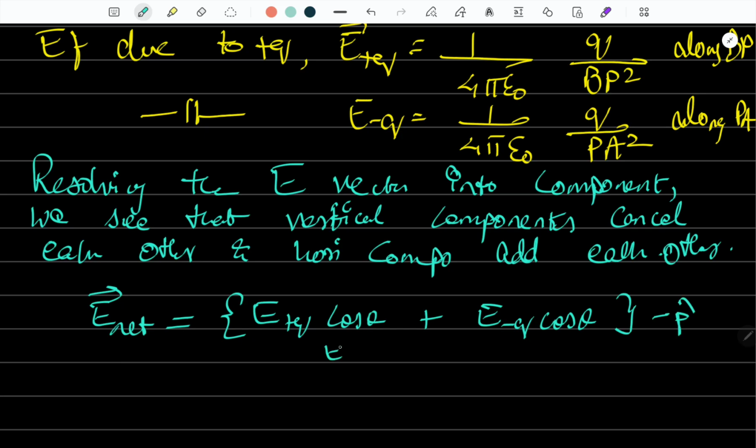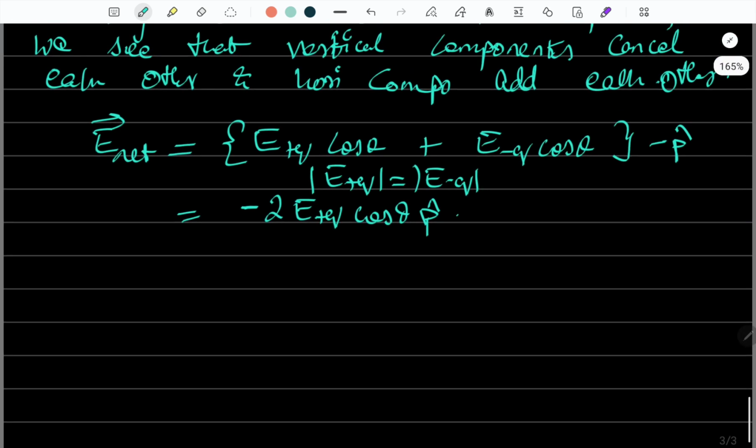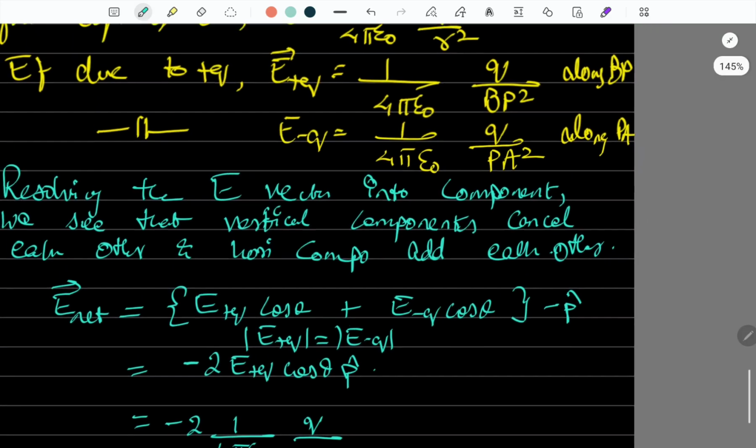And also here E plus Q is equal to E minus Q in terms of magnitude. You can see the above equations. With this we can write minus 2 times E plus Q cos theta P cap is the final expression which you are getting. Okay, next up, now it's all about substituting this minus 2 times E plus Q, क्या है 1 by 4 pi epsilon naught Q by BP square.